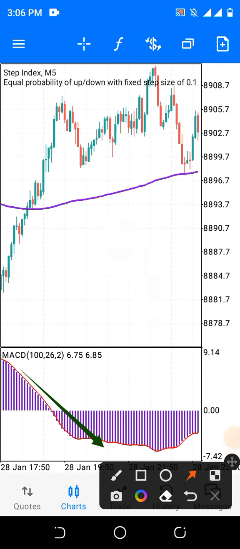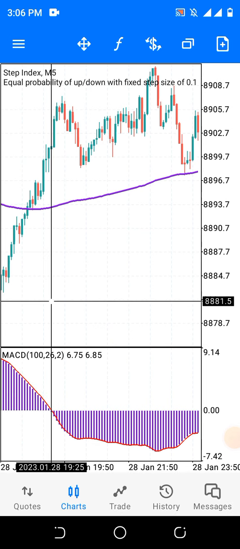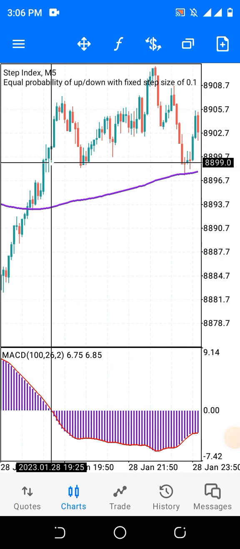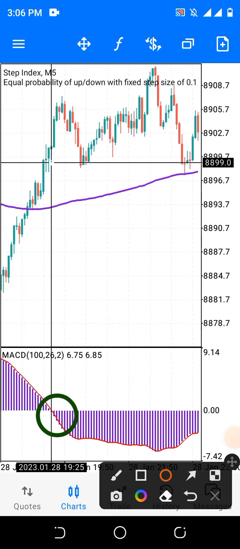So this is how to make use of this. From this crossing here, look at this crossing. From this crossing here, you see that the candlesticks are above moving average. So this is how to make use of this indicator. Once the crossing occurs at this point, you make your buy entry where it occurs.